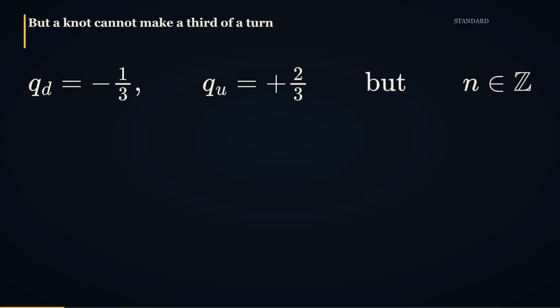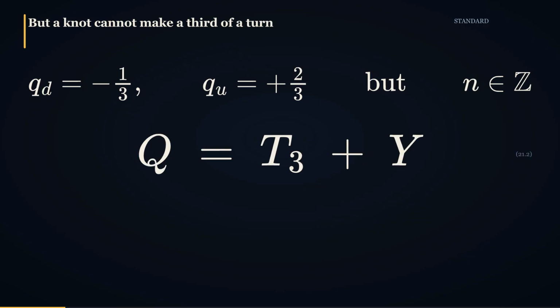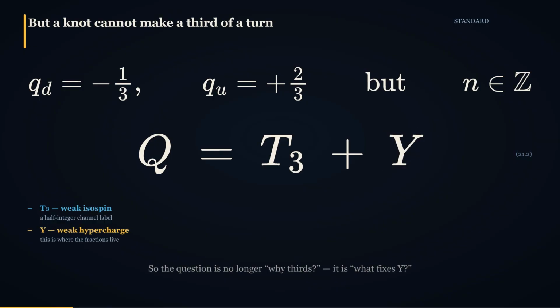Electric charge is not one label. It is 2 labels added together: a weak isospin, which is a half-integer channel label, and a hypercharge. The integer winding lives in the electric charge after the substrate locks. The fractions live entirely in the hypercharge. So the question "why thirds" becomes a sharper question: what fixes the hypercharge?